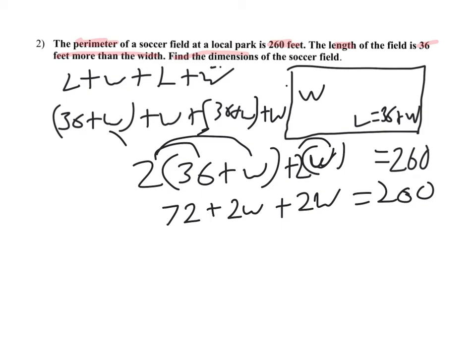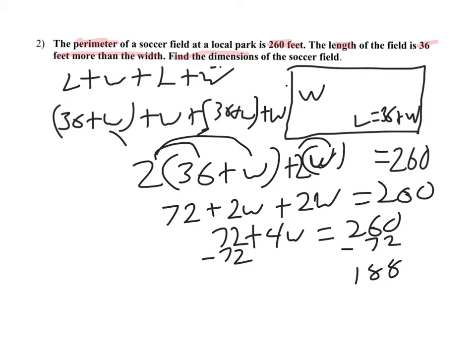So doing that, we combine our like terms. We've got 4W plus 72 is equal to 260. We're going to subtract 72 to get the 4W by itself. 260 minus 72 is 188, equal to 4W. To get the W by itself, we're going to divide out the 4, because we have to do inverse operations, and the inverse of multiplication is division. Divide by 4. We get W is equal to 47.